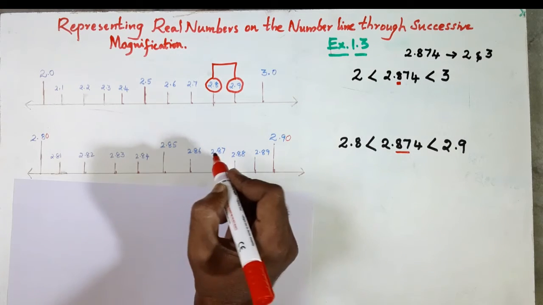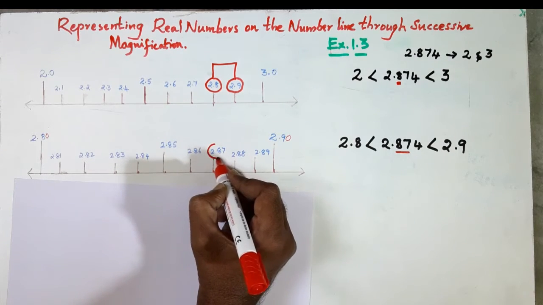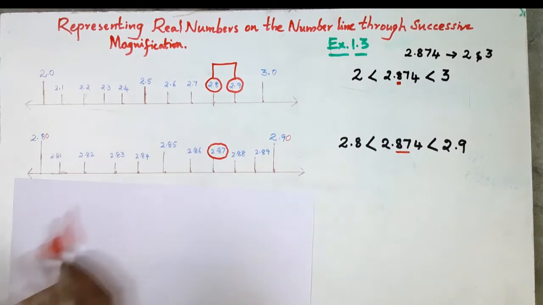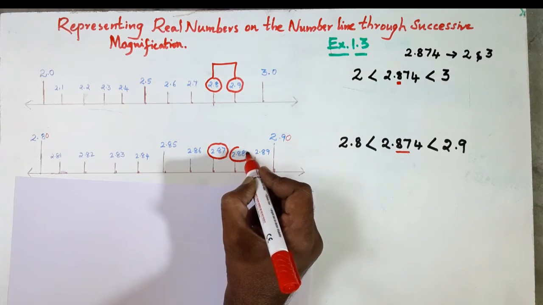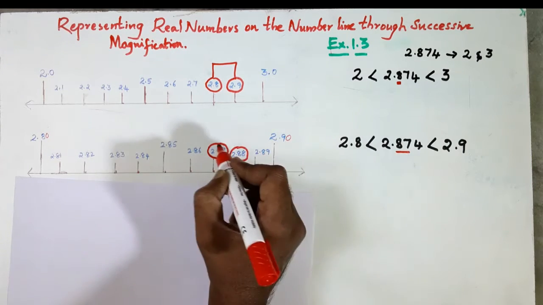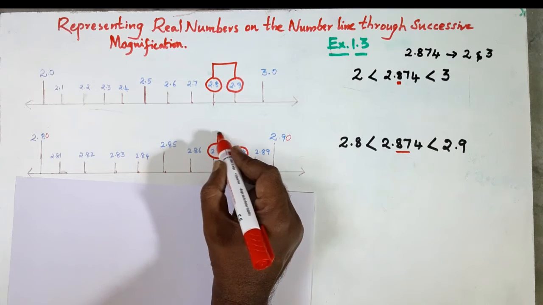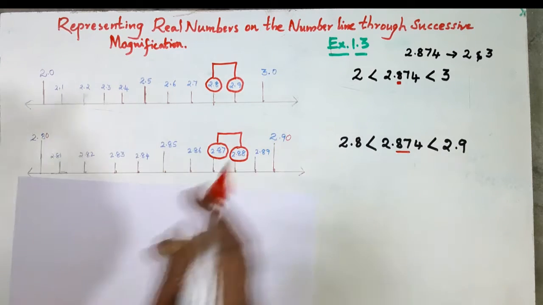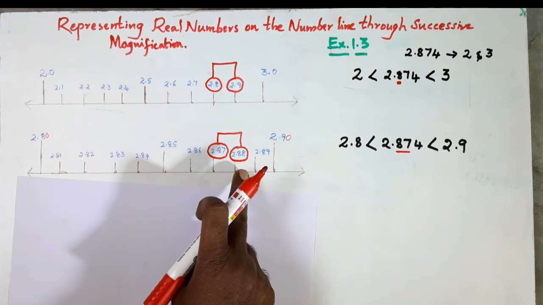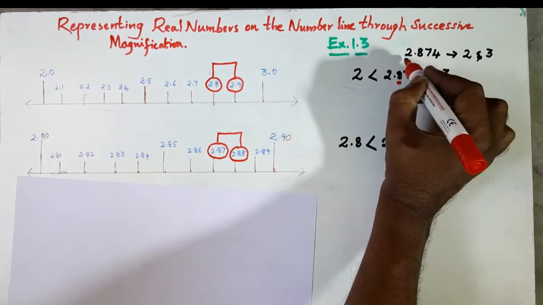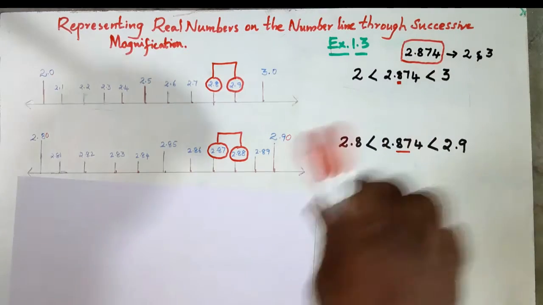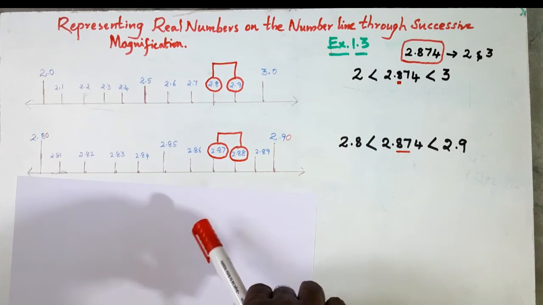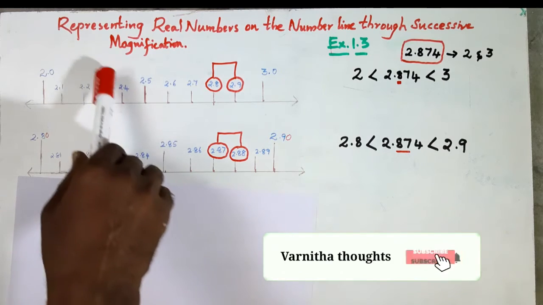So where is 87? Here, 2.87. Okay, and after that one is 2.88. So 2.874 is going to lie between 2.87 and 2.88. Now what is our problem? We have to represent 2.874 on the number line through successive magnification.